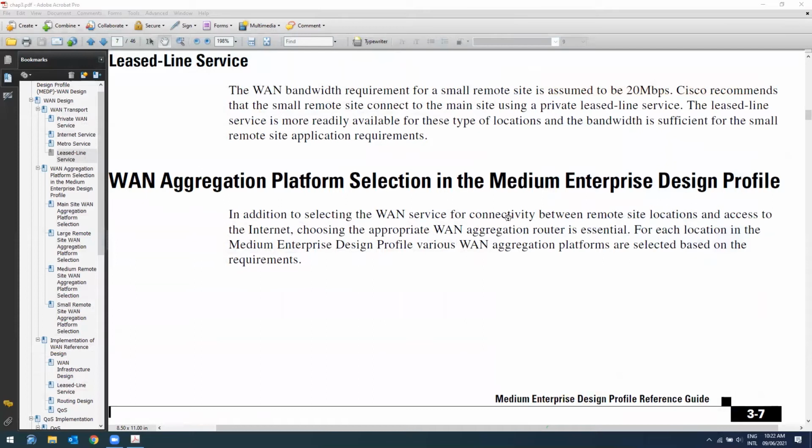Right. So, aggregation platform selection in the medium enterprise design profile. In addition to selecting the WAN service for connectivity between remote site location and access to the internet, choosing the appropriate WAN aggregation router is essential. For each location in the medium enterprise design profile, various WAN aggregation profiles are selected based on the requirement.